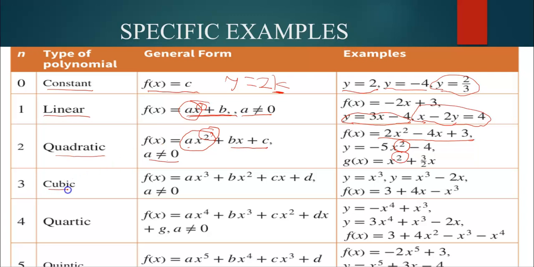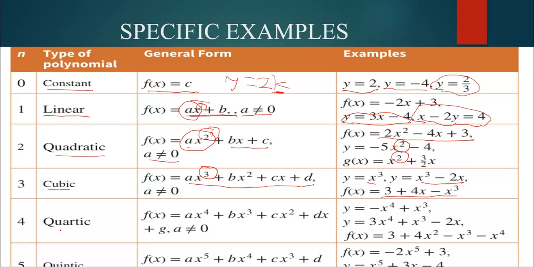Then we can also have a cubic polynomial. By the name cubic, it means the highest degree is 3. So this is the general form of a cubic polynomial. These are specific examples of cubic polynomials. The highest degree there must be 3.